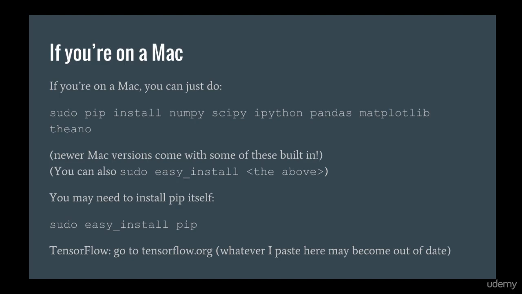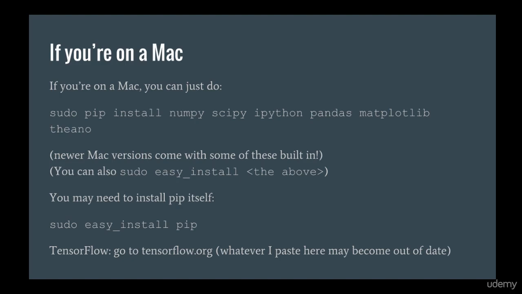If you're on a Mac, you can just do sudo pip install Numpy, Scipy, IPython, Pandas, Matplotlib, and Theano. Alternatively, you can use easy install, which might have a more recent version. You may need to use easy install to install pip itself, which is just sudo easy_install pip.